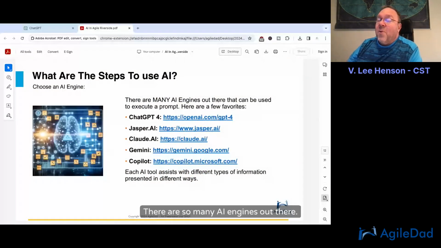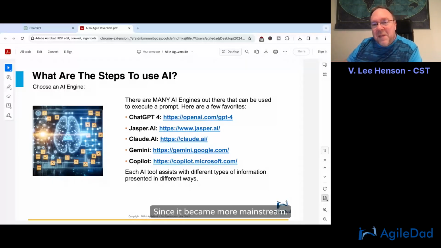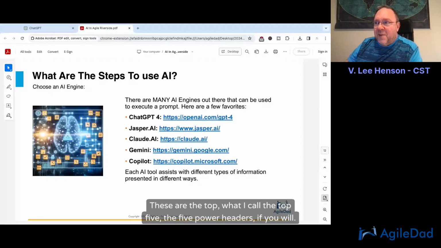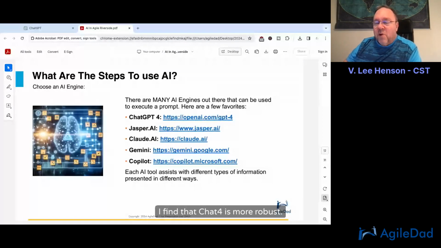There are so many AI engines out there. These are the ones that I have used on a pretty consistent basis since AI was introduced, since it became more mainstream. These are what I call the top 5, the 5 power hitters, if you will. So I like ChatGPT 4. That's the one we're going to be using today. I find that Chat 4 is more robust.